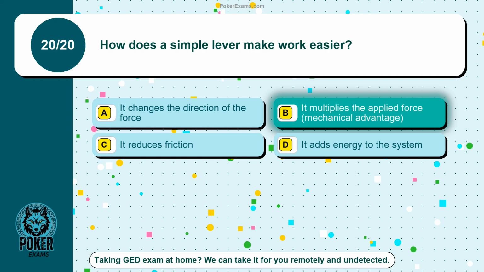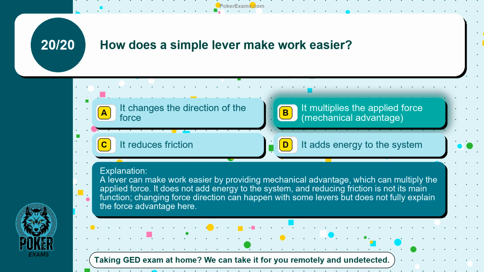The correct answer is option B. It multiplies the applied force, mechanical advantage. A lever can make work easier by providing mechanical advantage, which can multiply the applied force. It does not add energy to the system, and reducing friction is not its main function. Changing force direction can happen with some levers but does not fully explain the force advantage here.